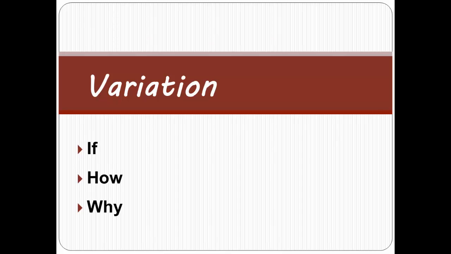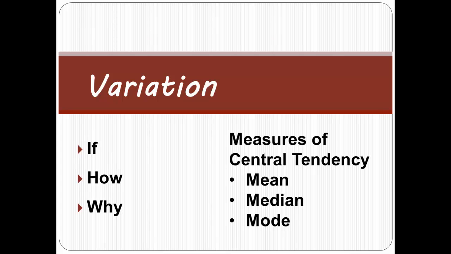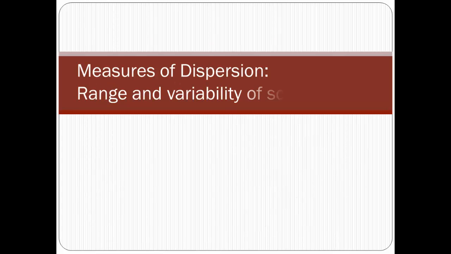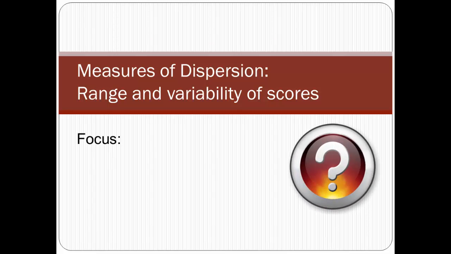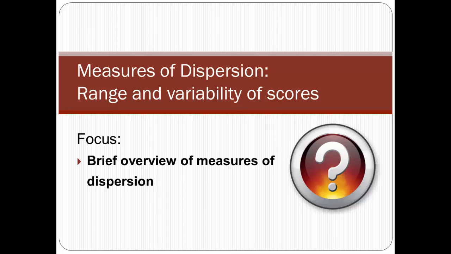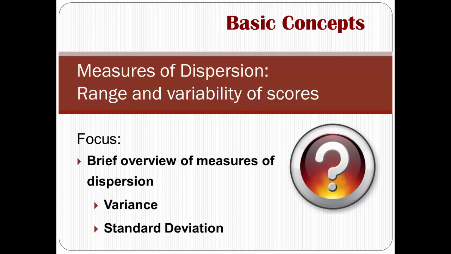The first step to determining if the data vary is to summarize the data. And you're probably familiar with measures of central tendency, the mean, median, and mode. Now, let's look at measures of dispersion, which help us understand the range and variability of scores in a data set. The focus of this video is to provide a brief overview of the most common measures of dispersion and provide more detail on two of those measures, variance and standard deviation. Fair warning, we will focus on understanding the concepts of variance and standard deviation, not how to calculate these statistics. That will be covered in a later video.